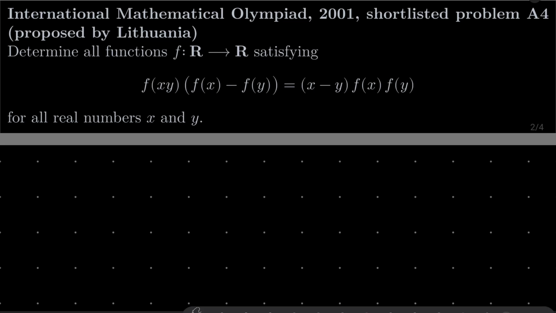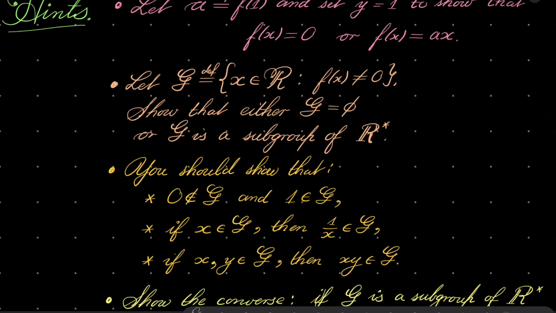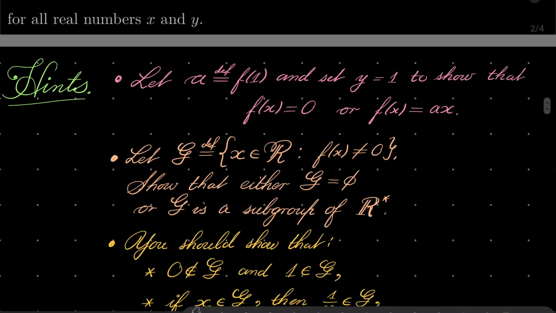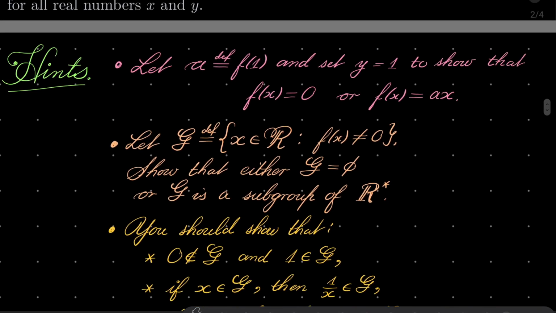You will see in a moment why, but here are my hints. So first, let a be just f of 1 for the sake of brevity, and set y equals 1 in our equation to show that our function is either 0 or ax. So for every x, either this is true or this is true.